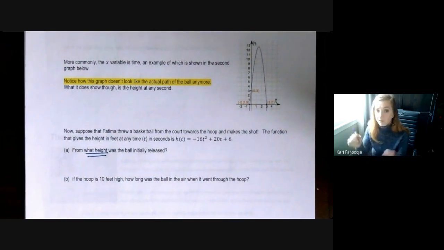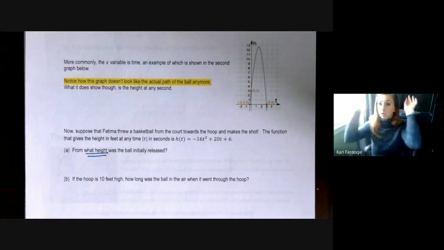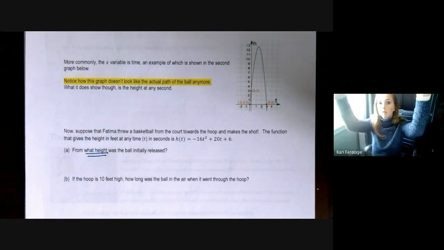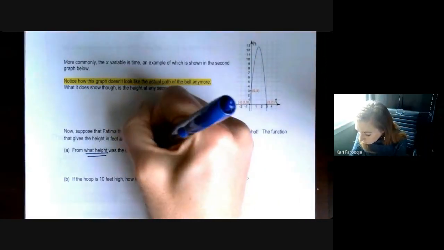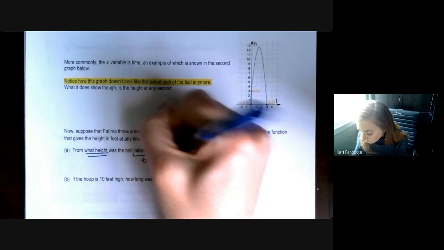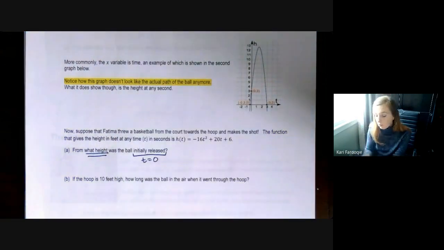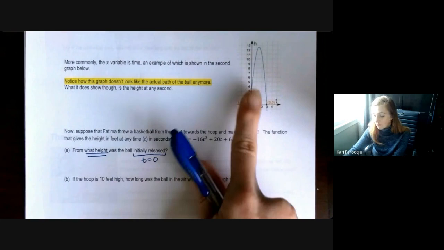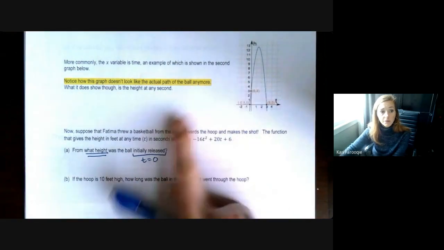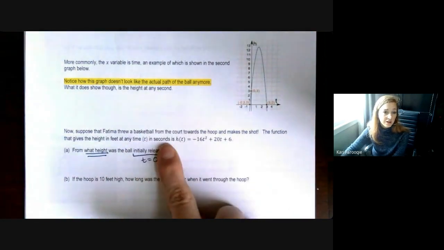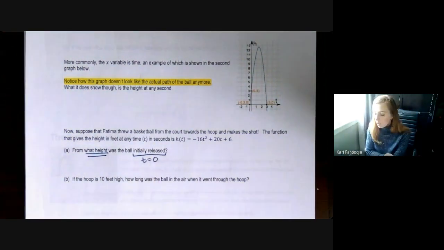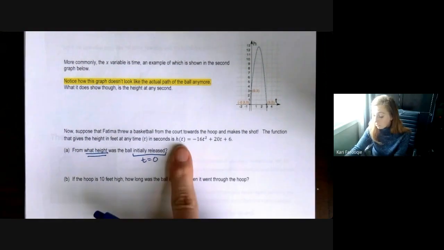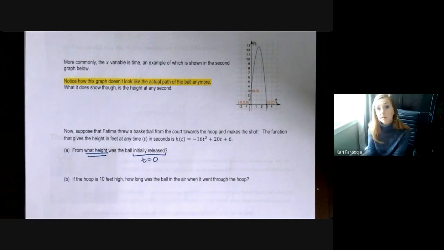Initially released means like time equals 0. She threw it, and as soon as it left her hand, time started being counted on the clock. So initially released means t equals 0. And by the way, you know that this function correlates to this situation because you're being told that t represents time in seconds and h represents the height of the ball. So we're going to figure out what the height is when t equals 0. And to do that, we're just going to be evaluating this function at t equals 0.